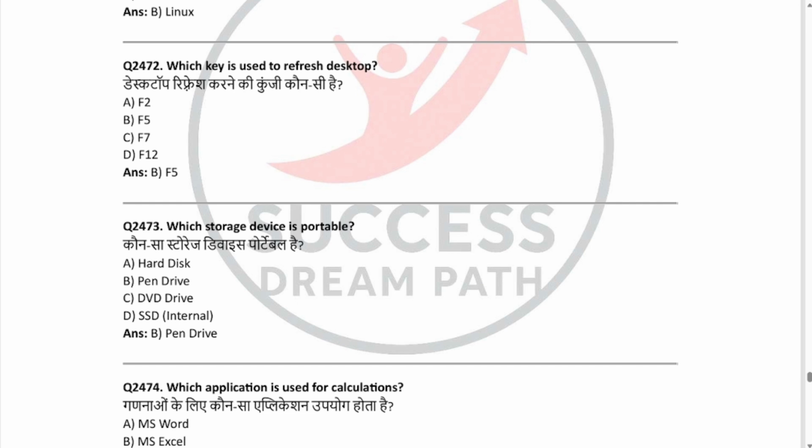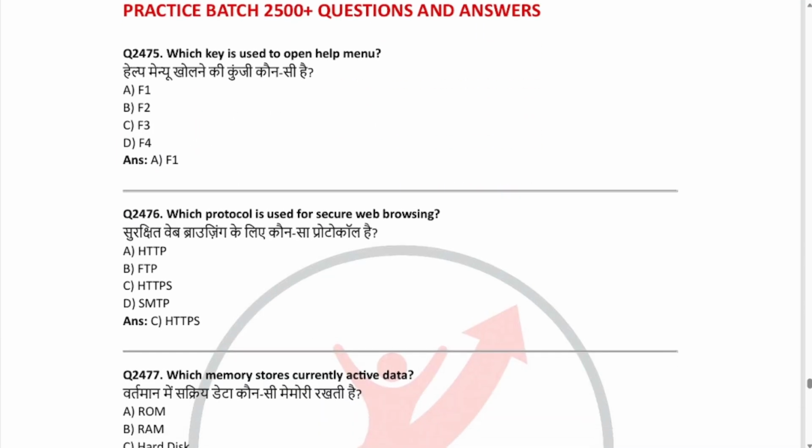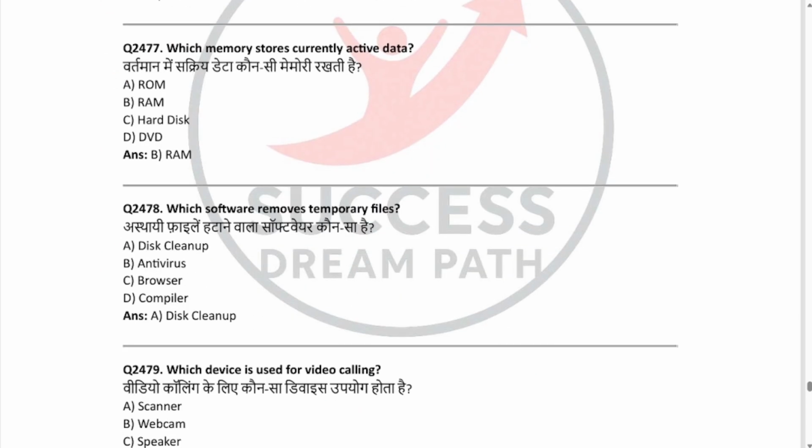Which key is to refresh desktop? F5. Which storage device is portable? Pen drive. Which application is used for calculation? MS Excel. Which key is used to open help menu? F1. Which protocol is used for secure web browsing? HTTPS. Which memory stores currently active data? RAM.